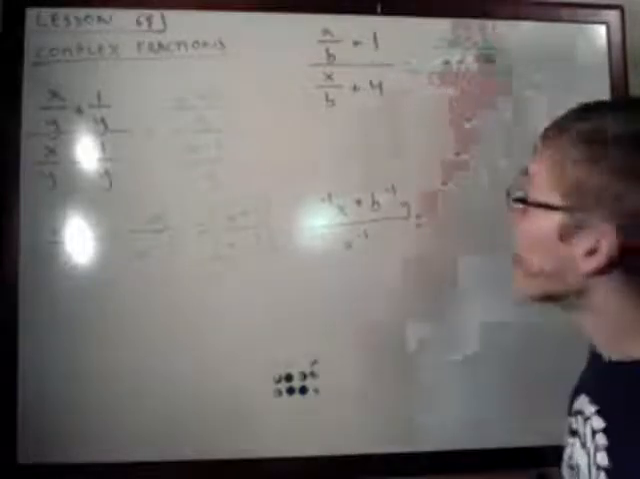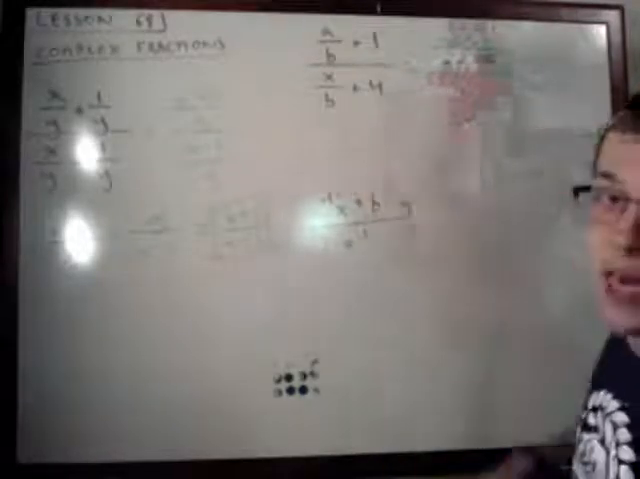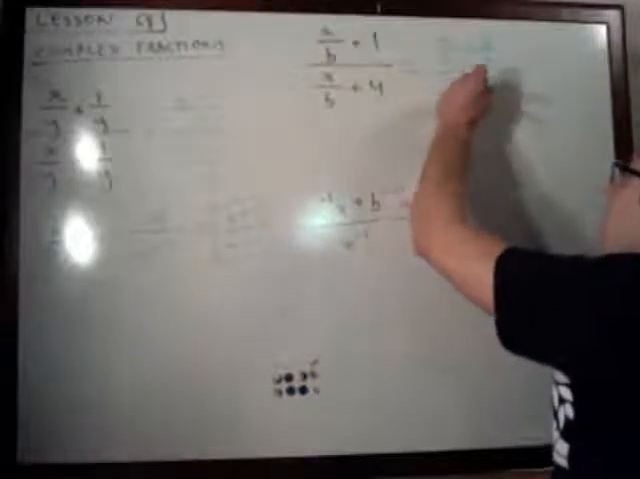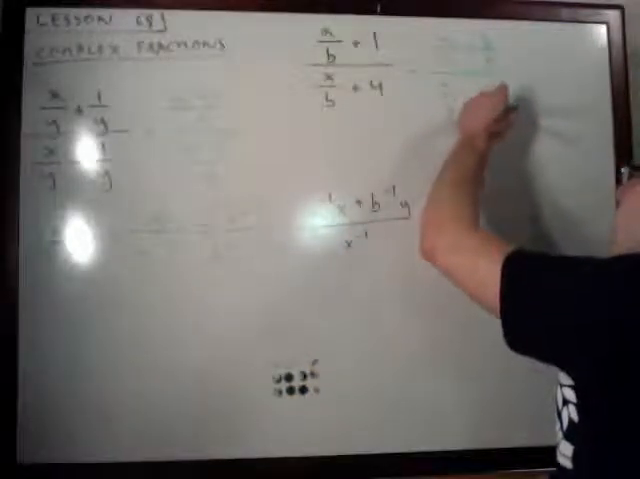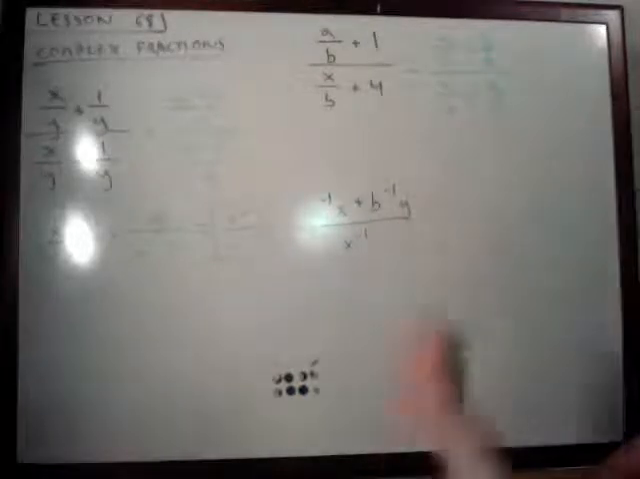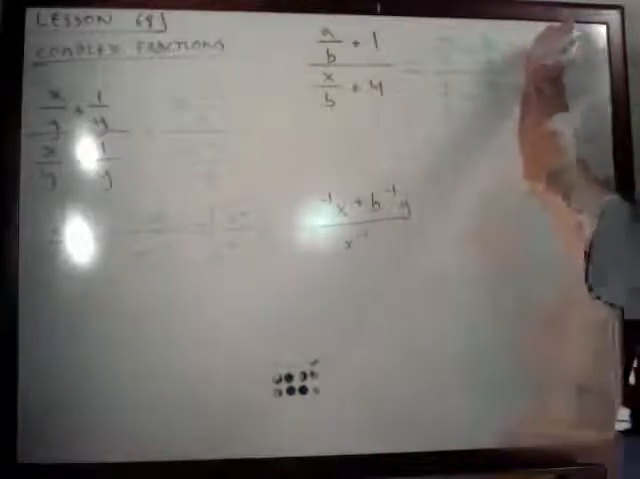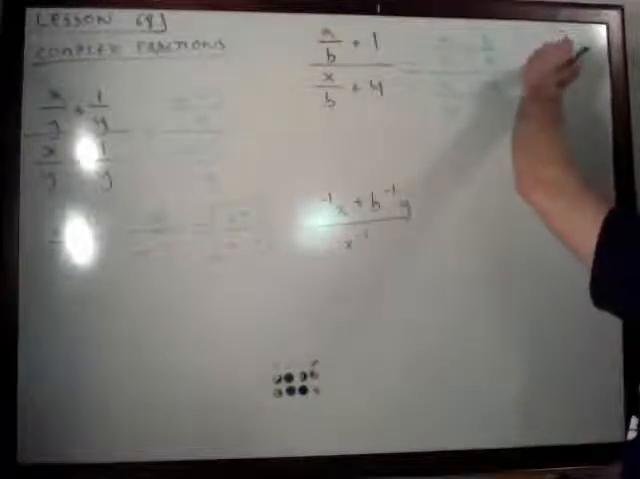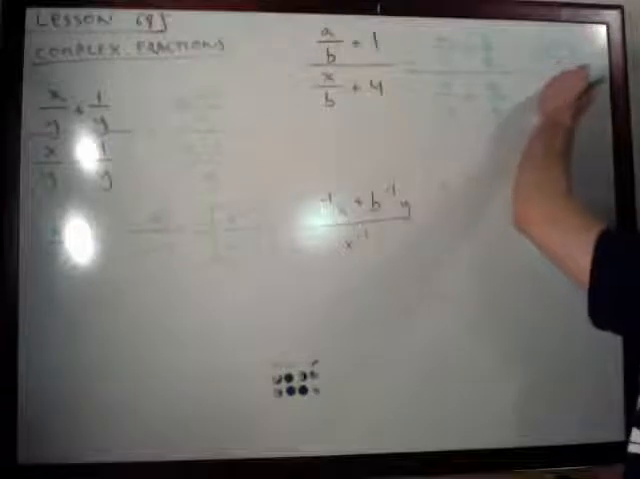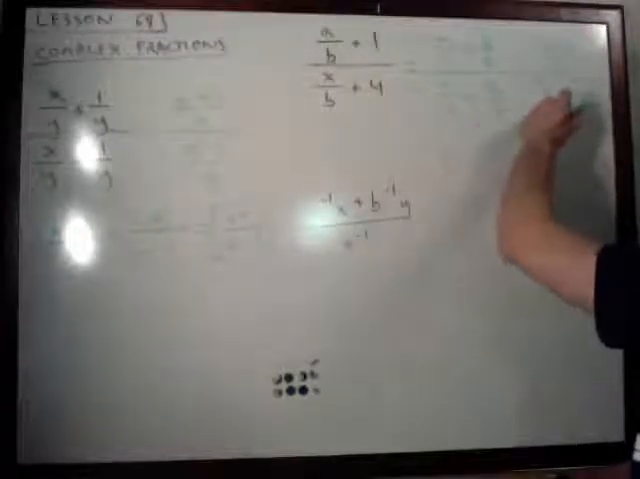And then on the bottom, similarly, we're going to get them both to have a denominator of b. So x over b plus 4b over b. Now we can add on the top and add on the bottom. On the top, we get a plus b over b. And on the bottom, we get x plus 4b over b.